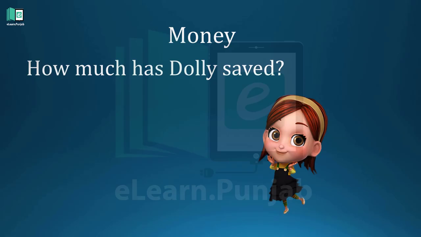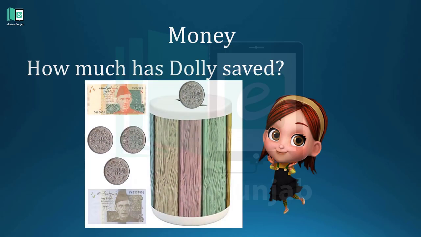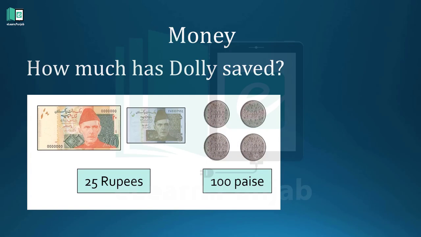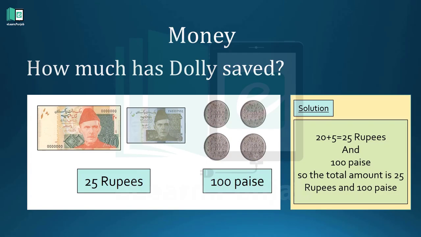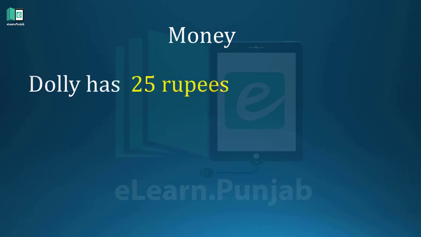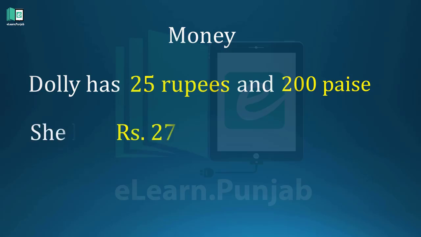How much has Dolly saved? See the money in the picture and calculate the value. After calculation, write down the amount in your notebooks. 25 rupees and 100 paise. Also check the solution. Dolly has 25 rupees and 200 paise. If we calculate the total amount, the answer is rupees 27.